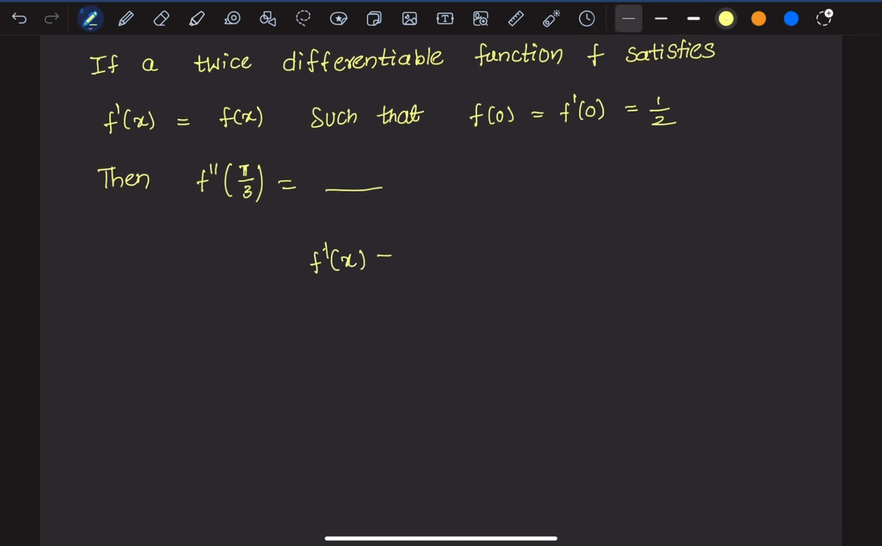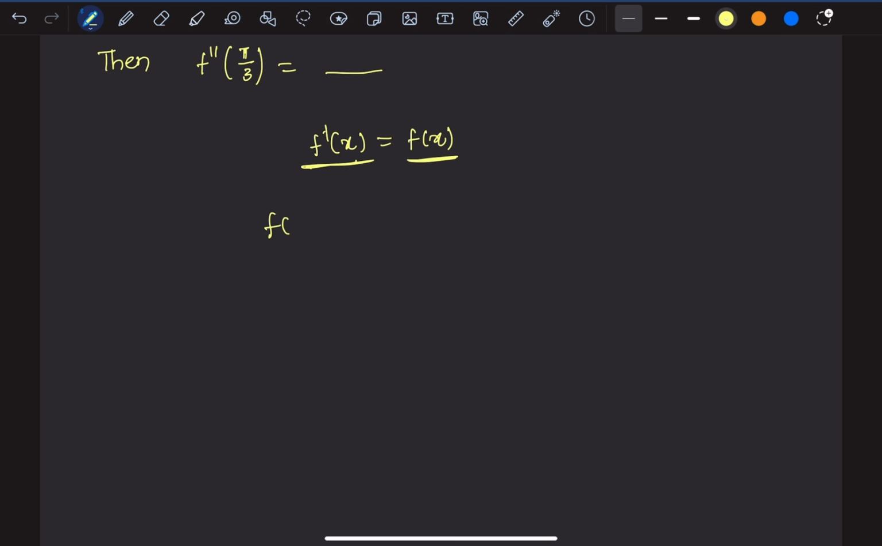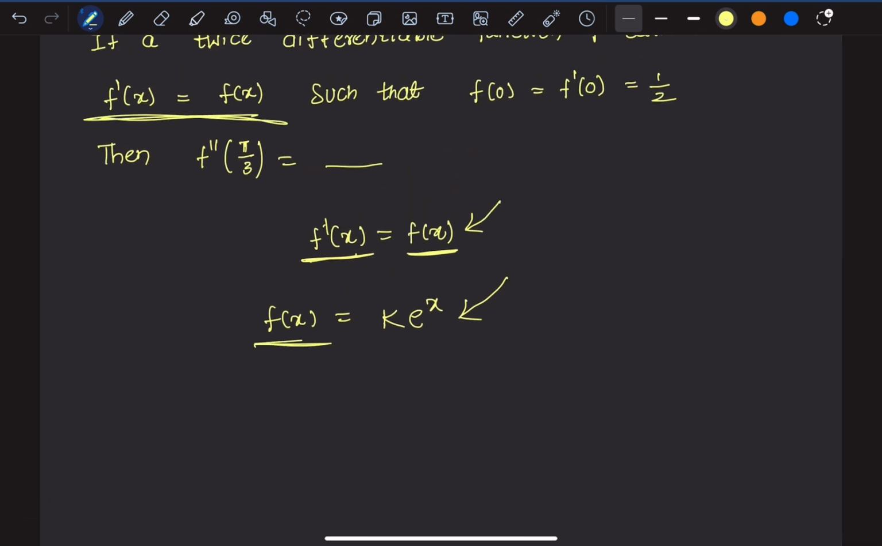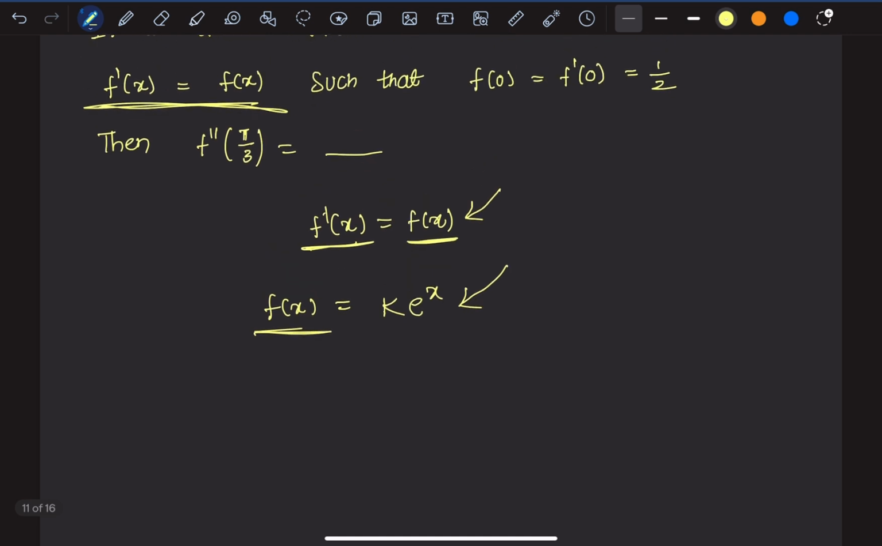So f dash of x is equal to f of x. So the derivative of the function and the function, they are both equal. In the world of mathematics, there is only one function that satisfies this particular equation. That particular function is f of x is equal to e to the power x multiplied by some constant. If you solve this particular differential equation, you will get this exponential function as the solution. But as a JEE aspirant, you should be knowing this. Just by looking at this relation, you should write the function. So f of x is k times e to the power x is our function.